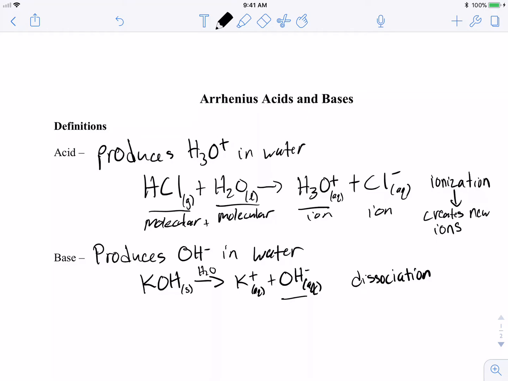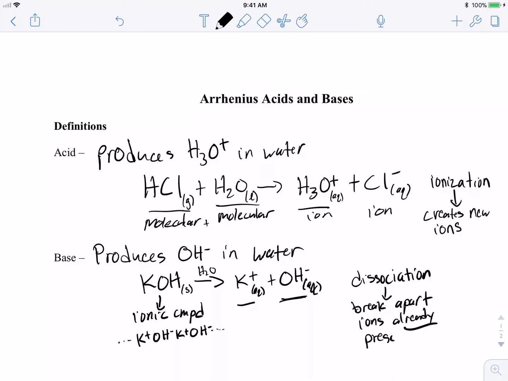Whereas we go down to our potassium hydroxide, this is an ionic compound, meaning that it's built up of an array of potassium and hydroxide ions, right? They go on and on and on here. So these ions are already present there. All we're doing is allowing them to dissociate or break apart into those two ions when they dissolve in water. Okay, so therefore this is a dissociation reaction. All we're doing is breaking apart or dissociating ions already present in our original compound, the potassium hydroxide.